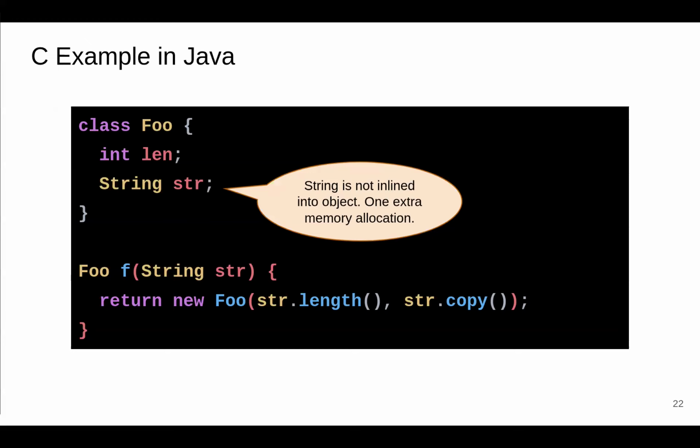So the example that we have here for Java, we have class foo. This is the same example as we've seen before. The length, the string, and here it's not inlined into the object. In the C example, we just extended the object and made it larger, assuming that the programmer can adjust the typing information as we go along. In Java, this is just going to be a pointer to the string, a reference to the string somewhere else. When you create a new foo, we store string dot length and a reference to a copy of the string.